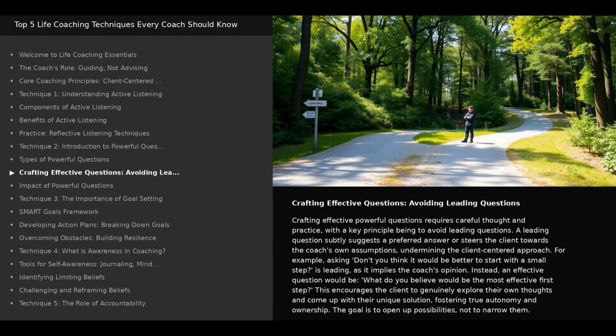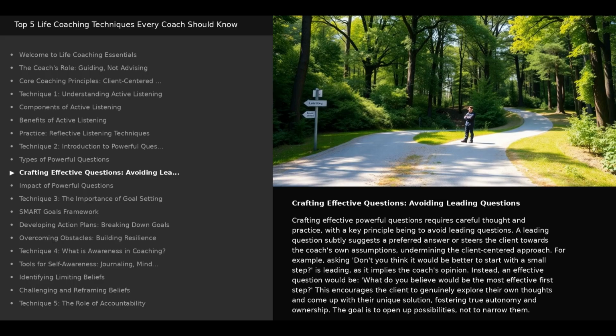Crafting effective questions, avoiding leading questions. Crafting effective, powerful questions requires careful thought and practice, with a key principle being to avoid leading questions. A leading question subtly suggests a preferred answer or steers the client towards the coach's own assumptions, undermining the client-centered approach. For example, asking, "Don't you think it would be better to start with a small step?" is leading, as it implies the coach's opinion.